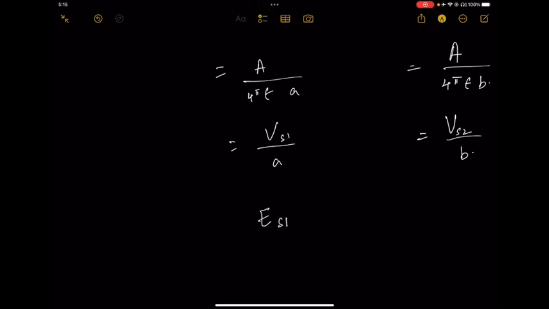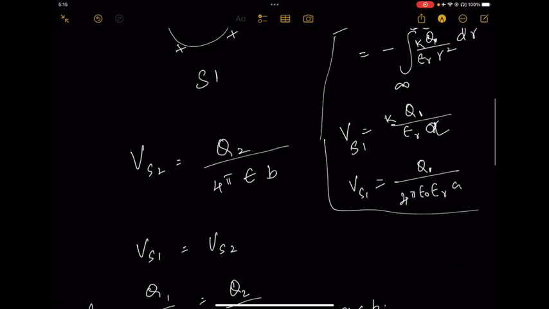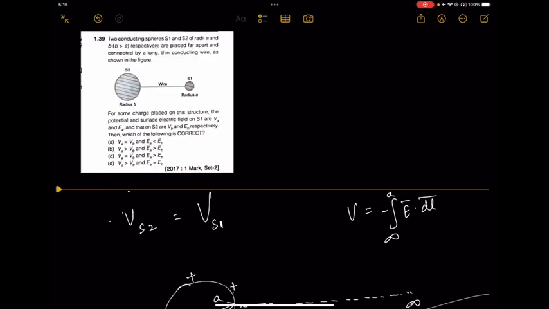So Es1 will be greater than Es2, because let us say Vs1 and Vs2 are same, 100. A is say 1 and B is 2, so obviously 100 by 1 will be greater than 100 by 2. So the answer here is option C, that is potentials are same and the electric field on the A will be greater than electric field on the B.